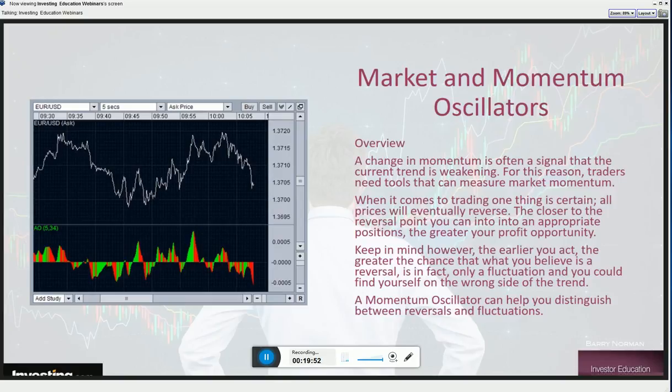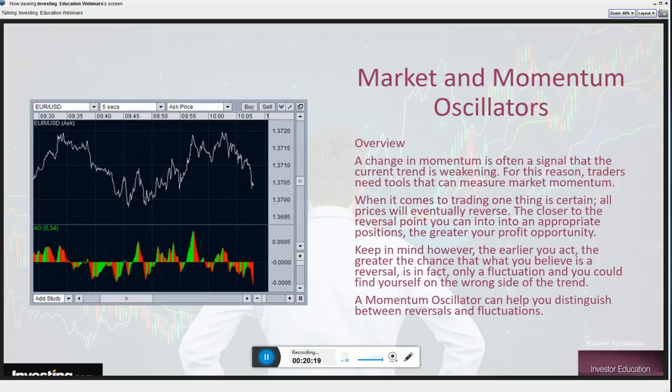When it comes to trading, one thing is certain: all prices will eventually reverse. The closer to the reversal point you can get into an appropriate position, the greater your profit opportunity. Keep in mind, however, the earlier you act, the greater the chance that what you believe is a reversal is in fact only a fluctuation, and you could find yourself on the wrong side of a trend.